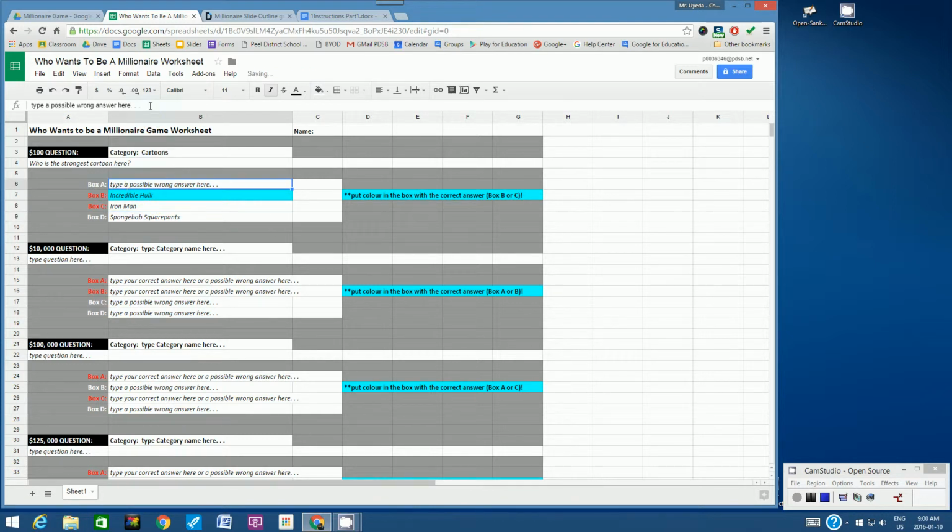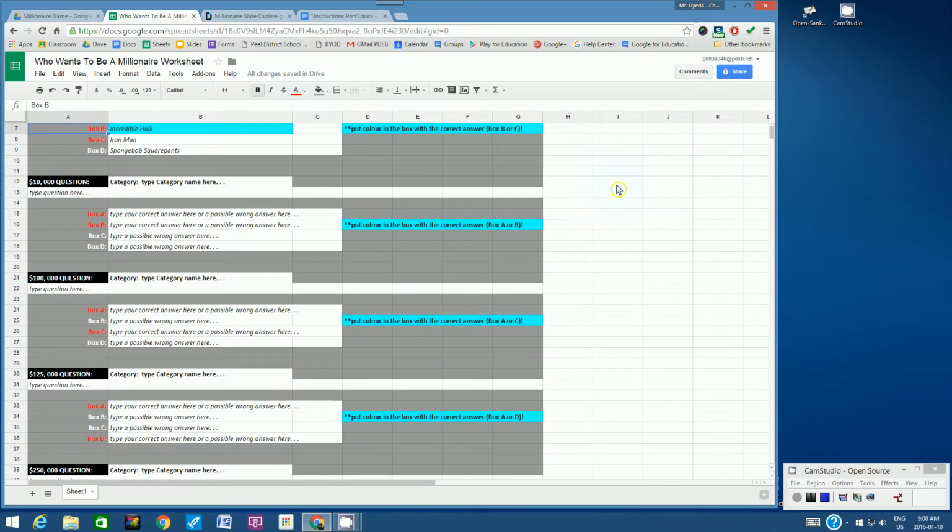And in box A, I'm going to put Batman. All right, so I've highlighted the correct answer. That's more of a tracking mechanism so that you don't have to go back and look it up. The Incredible Hulk is the correct answer. I highlighted it in blue and it's in one of the red-fonted boxes. Okay, so let's go down.